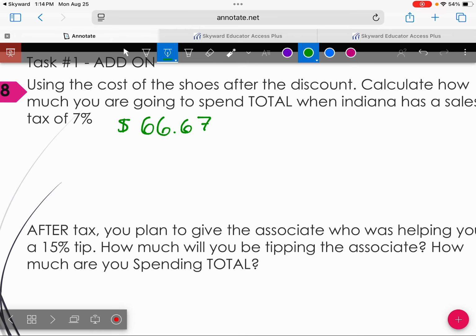So if we have the cost of shoes at $66.67, and then we're calculating our sales tax. We've got our discount, we know what the shoes cost. Now we want to know how much money is coming out of our wallet. If we know we're going to spend $66.67 on this pair of shoes, how much would we spend with a tax of 7%?